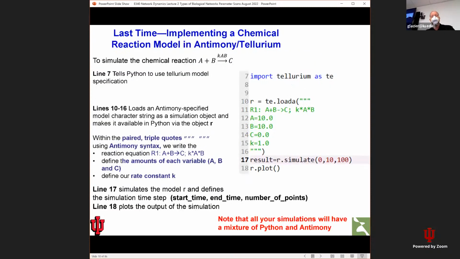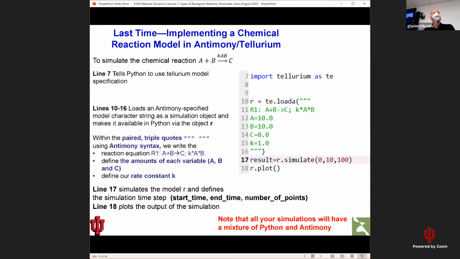We began to talk about the syntax of antimony and tellurium, which is what we're going to be using in this class. Again, the main reason we're using antimony and tellurium in this class are two. One of which is the main one that probably is important to you as students, which is that it's very simple. We need to learn about 6 different things.